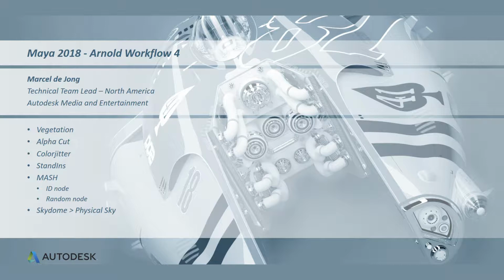And then we'll apply an ID node to identify and to select from the three trees I start with to randomly place the three across a surface. And then we'll use a random node to randomize things like rotation, scale, and translation. Last thing we'll do is we'll apply a physical sky texture, which is essentially a sky dome light with a physical sky texture associated with it, to control the illumination and the shadow casting.